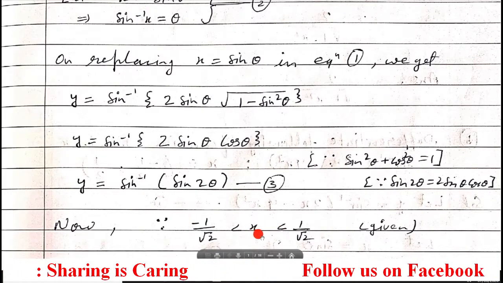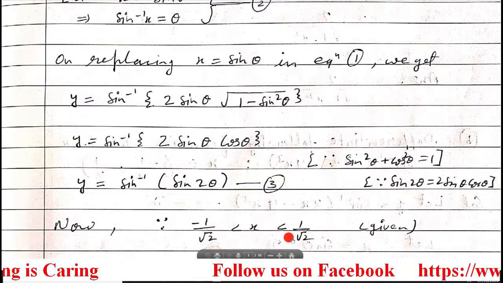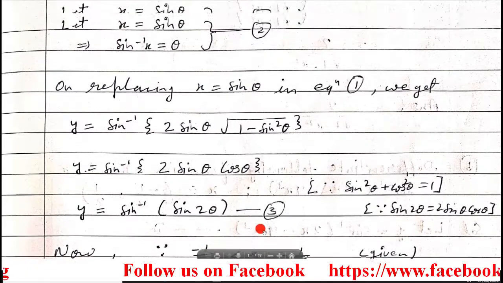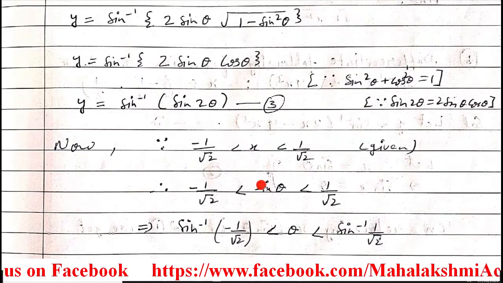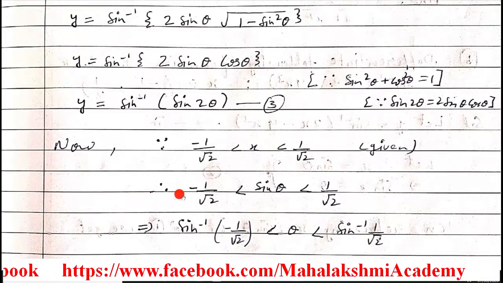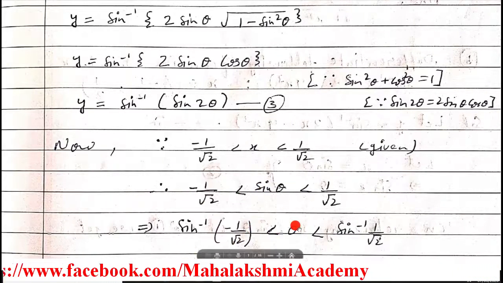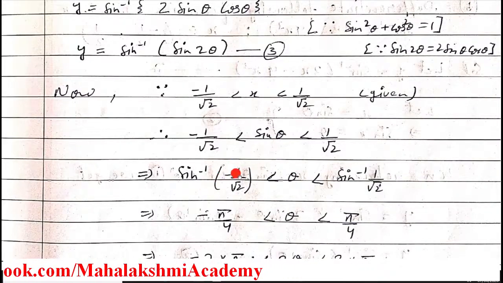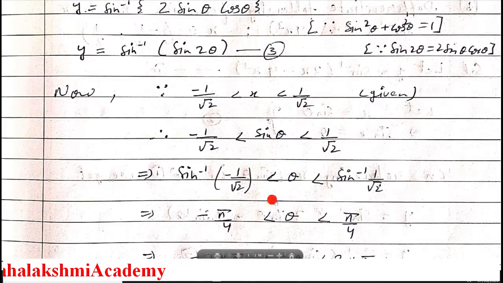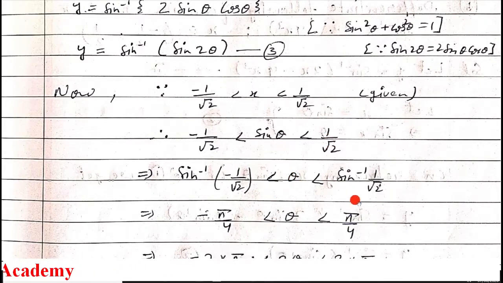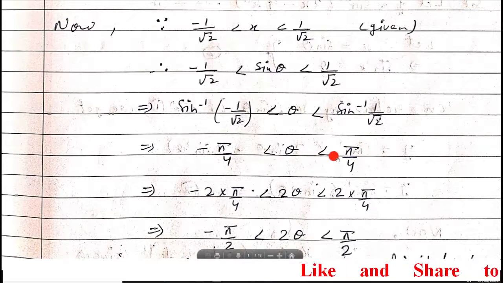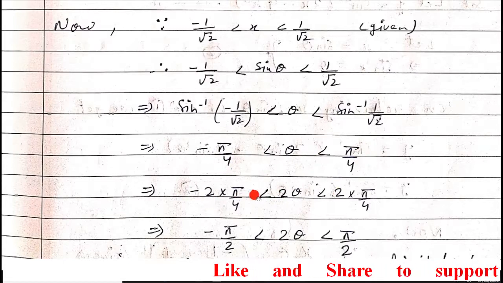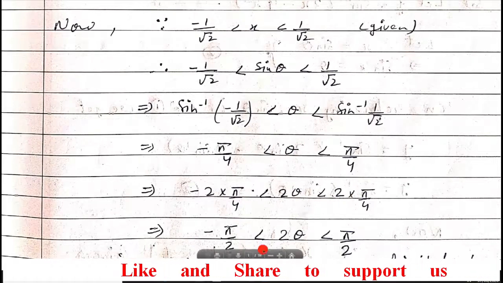So we will start from the given condition that x belongs between minus 1 upon root 2 to 1 upon root 2. Now what is x here? Sine theta. So instead of this x we will write sine theta. Now when we take sine inverse on both the sides, the equation becomes like this. Now sine inverse of minus 1 upon root 2, you know it is minus pi upon 4, and sine inverse of 1 upon root 2 is pi upon 4. Now we have 2 theta here, that's why this complete inequality will be multiplied by 2. So when we multiply this complete inequality by 2, we will obtain like this.